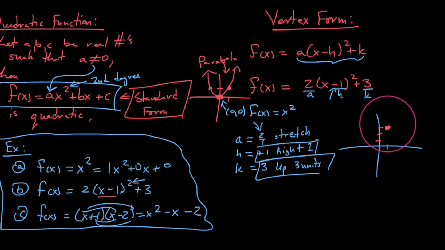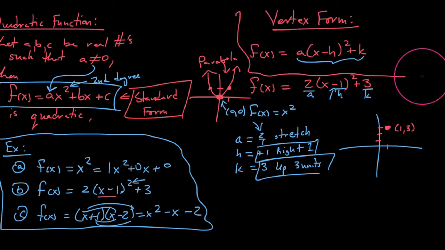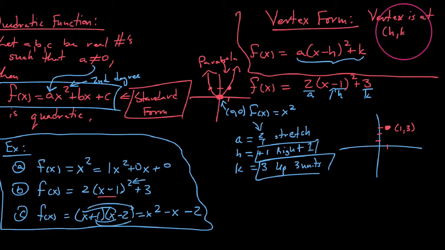So what I want to point out here is this, and we'll go ahead and label this. This is the point 1, 3, but I want to go so far as to say this. For anything that's in this form, that I'm talking about up here, we say the vertex is at the point h, k. Okay, so this is really an important thing to know. The vertex is at h, k.